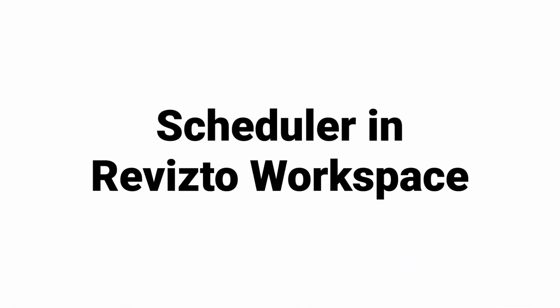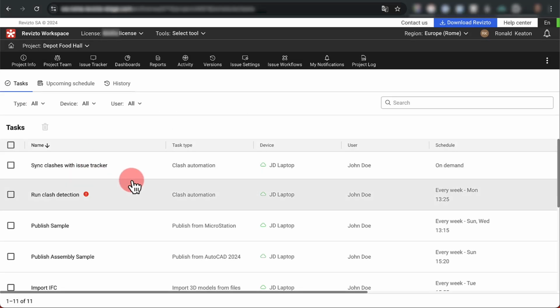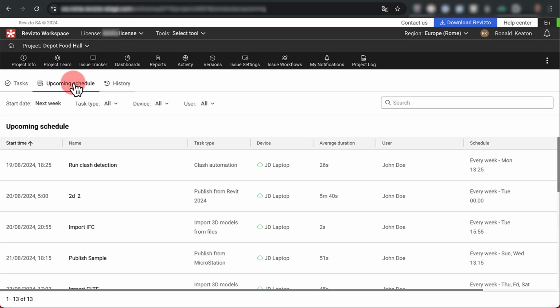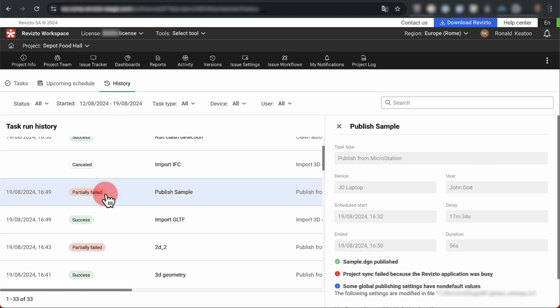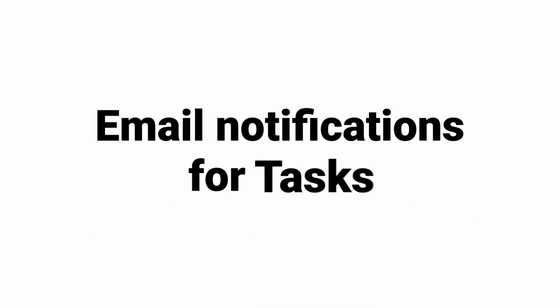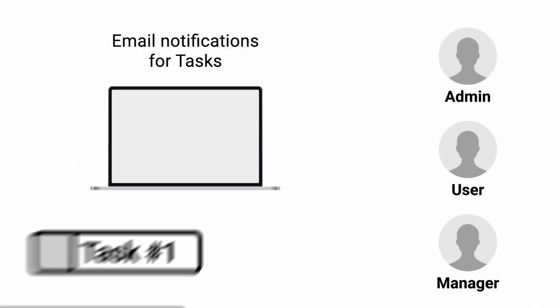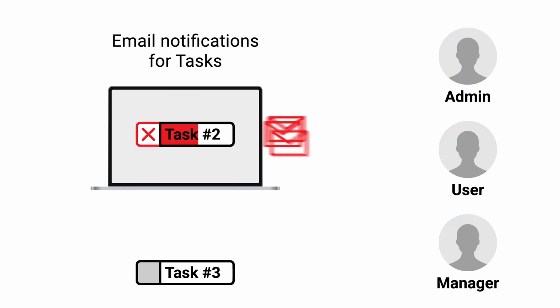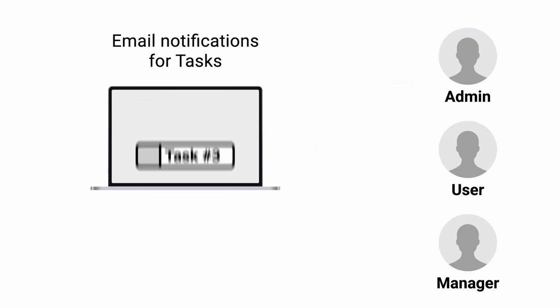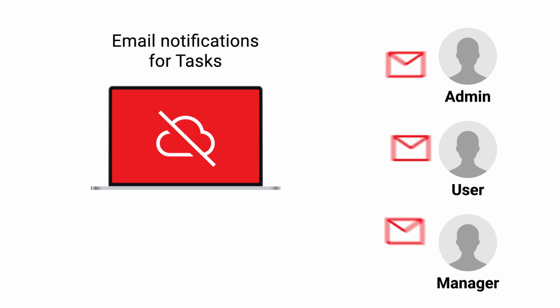The list of tasks scheduled for each project can now be viewed in Revizto Workspace, together with the upcoming schedule and the history of runs. We have added the ability to configure email notifications for scheduled tasks. You can receive emails on success, failure, and even be notified if the computer running the task went offline or was turned off.